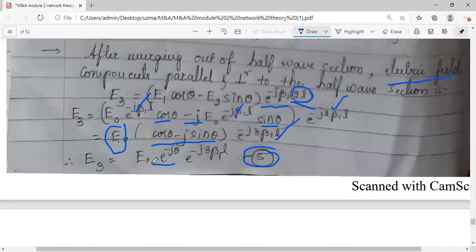We have exponential term E naught. You don't have a minus j term here. That is the difference between equation 5 and 6. आपको minus j नहीं मिलेगा. The j term is present, in the sense that your pi by 2 term is present. Whenever you are resolving the components, perpendicularity comes into the picture. The phase difference between the two components is pi by 2.